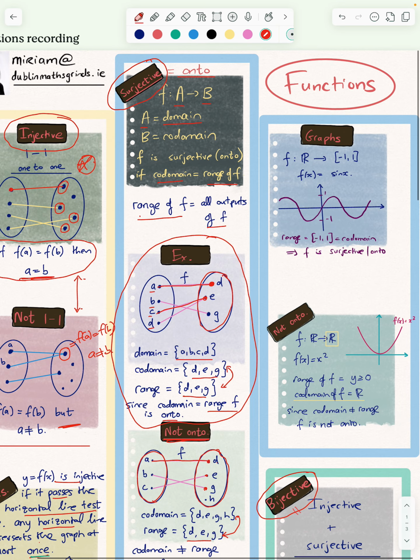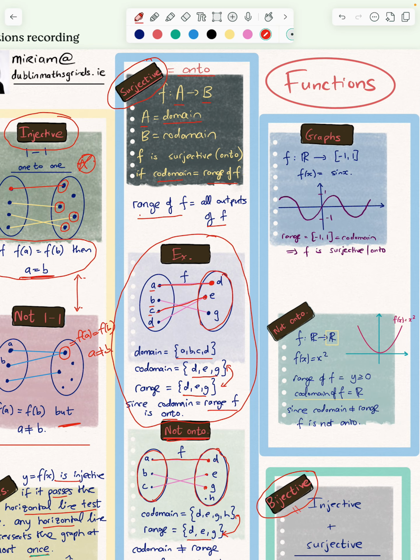And then to come to a graph. In order to figure out if a function is surjective or onto, you really need to know the codomain, like you have to be told this set over here, okay? You also need to know the function, and from there you can determine its range. But if you're not told the codomain, you can't determine whether it is surjective or not because it's part of the definition, codomain equals range.